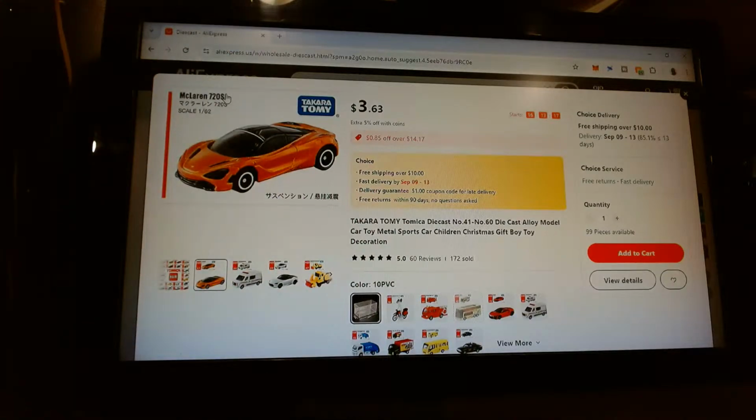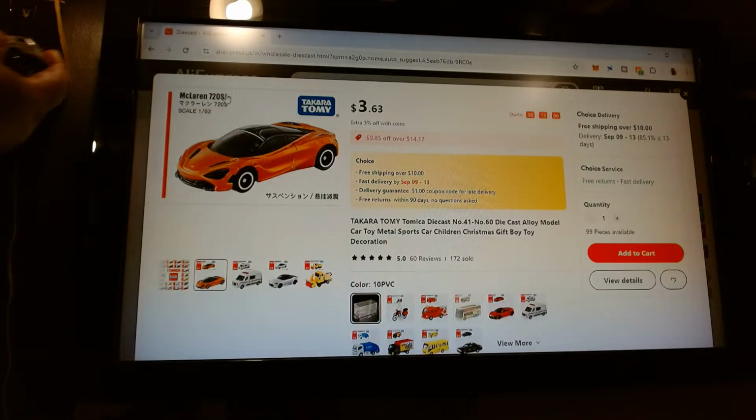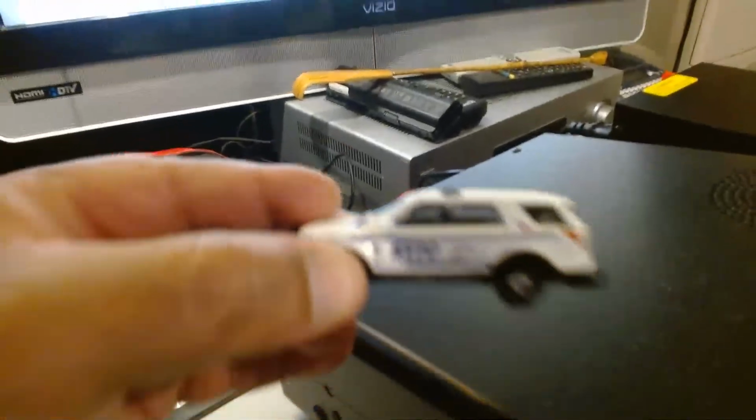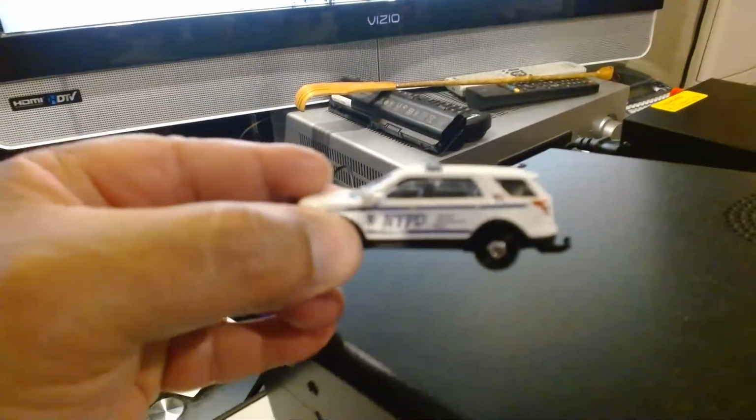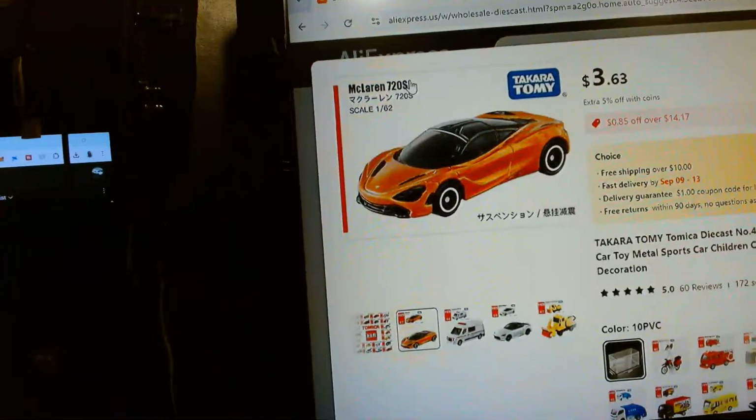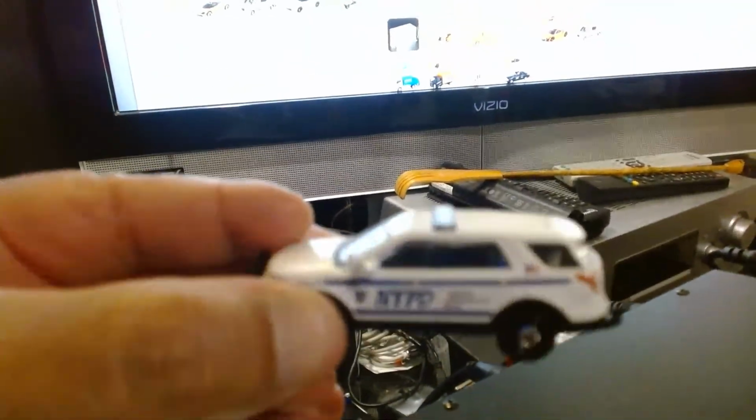Okay. I'll give you an example right here. This is like a Matchbox NYPD. Okay, I'm going to put this light kind of like that so that you can see it better right there. Let's see. Okay, this does no justice for me today. Really, wow. So this is like a 1:87 scale Matchbox, right? 1:87 scale. That is slightly bigger. Okay, that is going to be 1:62. So slightly bigger.